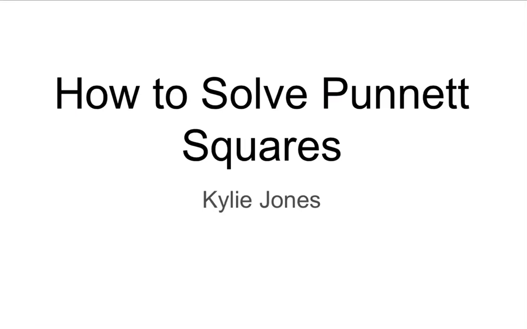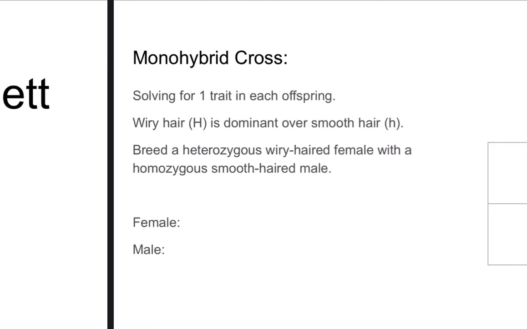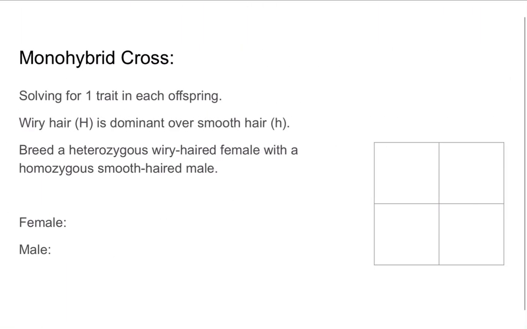Okay, so today we're going to learn how to solve Punnett squares. There's three types that we're going to learn to solve today, and the first type is a monohybrid cross. A monohybrid cross is for solving one trait in each offspring. So if you're just trying to figure out what the ratio would be for one trait in each offspring, you're going to use the monohybrid cross, keyword mono, which means one.